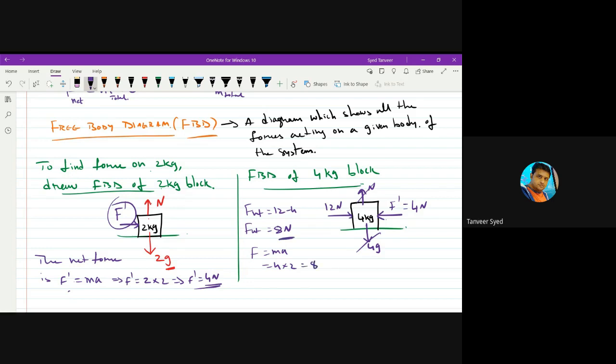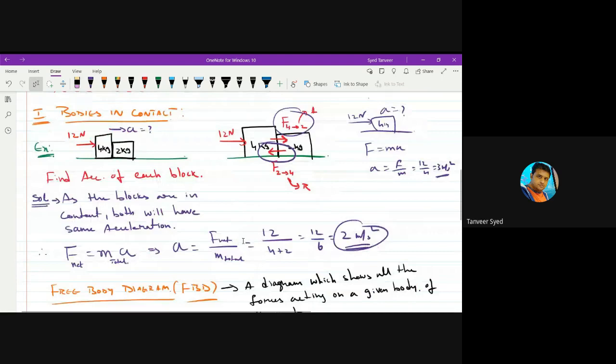This is 8. Correct. So even though you feel that 12 Newton is acting on 4 kg, in reality only 8 Newton is acting on 4 kg. The other 4 Newton is balanced. It is cancelled by the normal reaction given by the 2 kg block. Because of this 8 Newton, it's getting accelerated by 2. 4 into 2, 8. That's correct. This is what is happening there when these two blocks are moving.